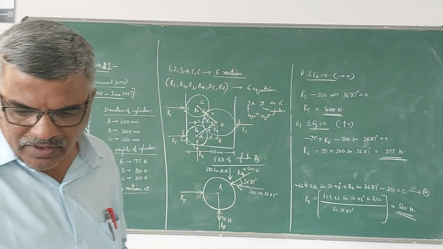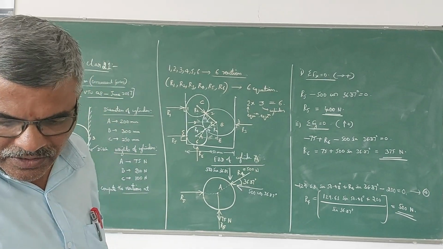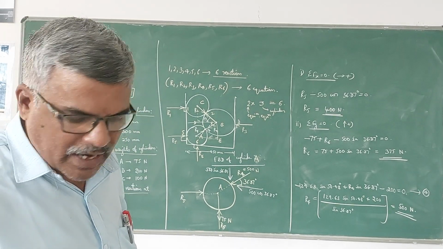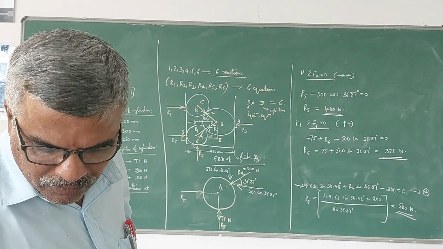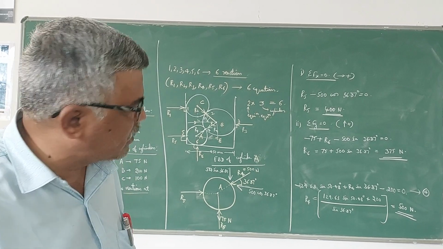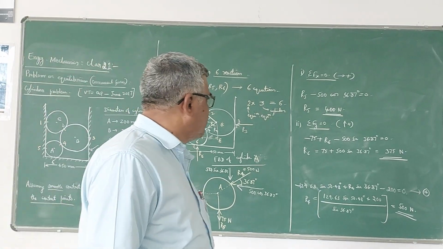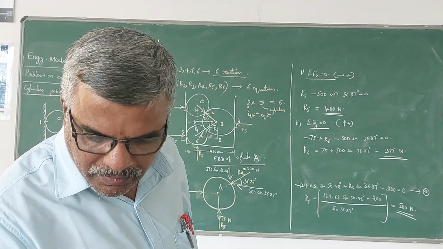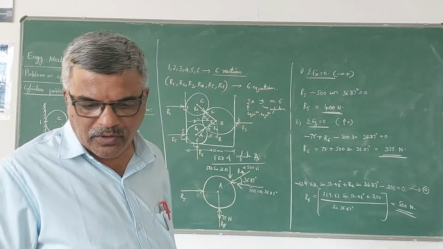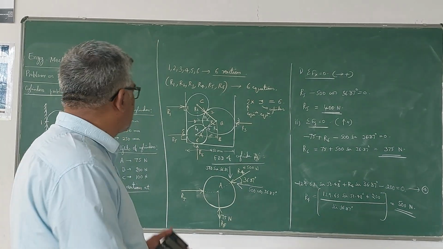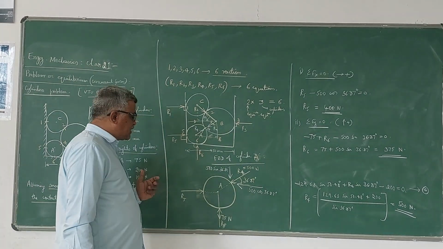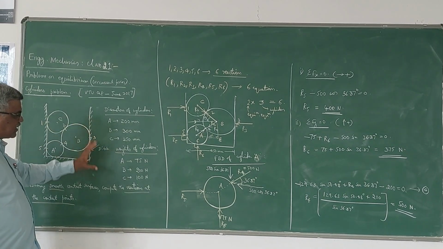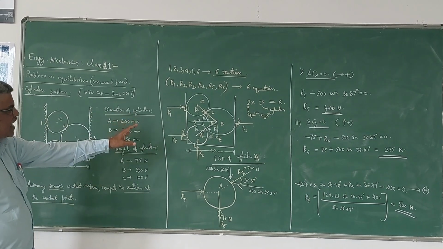So like this, we can find out the reactions at the contact points. The condition is the number of unknown reactions should be equal to the number of equilibrium equations available to analyze the problem. Once you have a sufficient number of equilibrium equations, you can always solve them to get the unknown reactions. Now this is a typical type of problem where it has given different radius, different weights, and of course these angles are unknown.